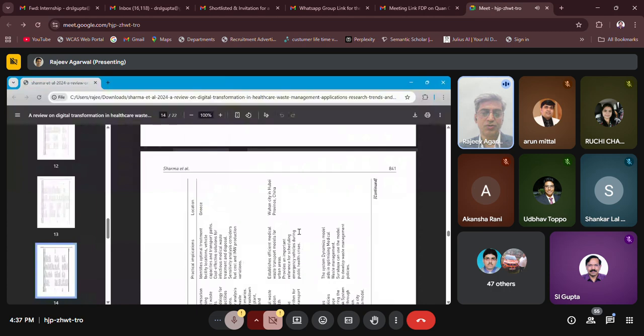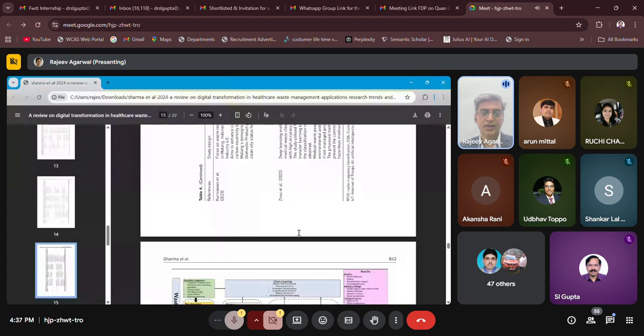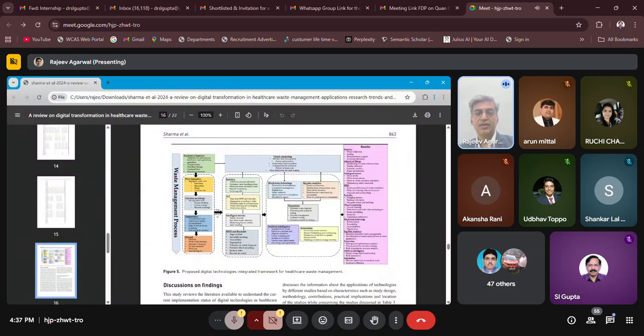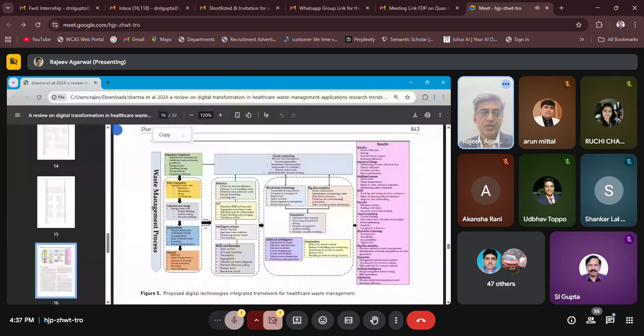And I wanted to show 2 or 3 diagrams actually. This is one diagram. In this diagram, I can see this is a waste management program where regulatory compliance, segregation, cloud computing, and different AI techniques can be used, and how anybody can benefit from using AI in this.